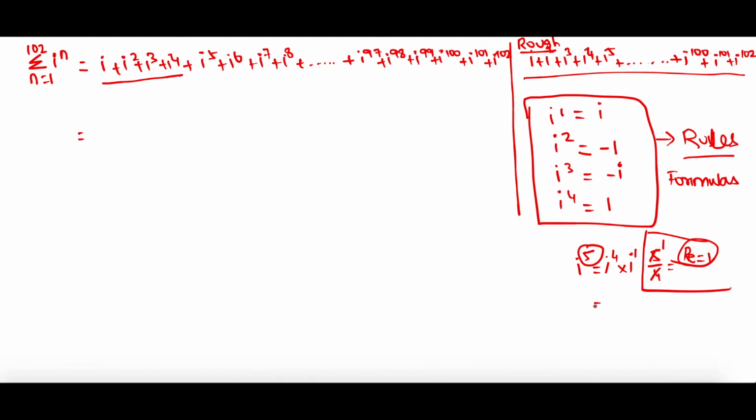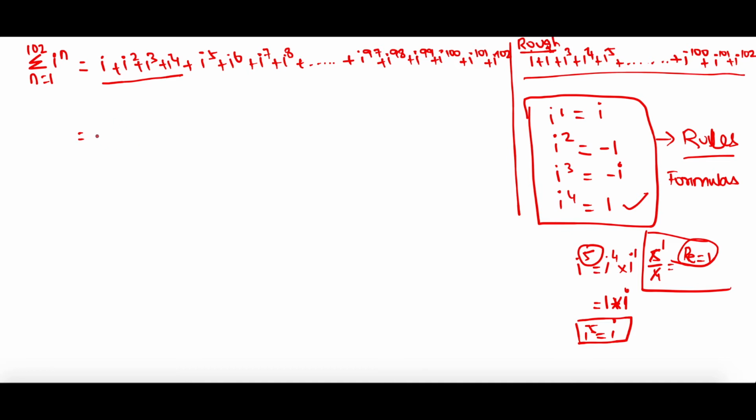So what is i to the power 4? I to the power 4 we already know is 1, and then we have i times 1, which is nothing but i. So i to the power 5 we got as i. Likewise we'll get i squared, i cubed, and i to the power 4.